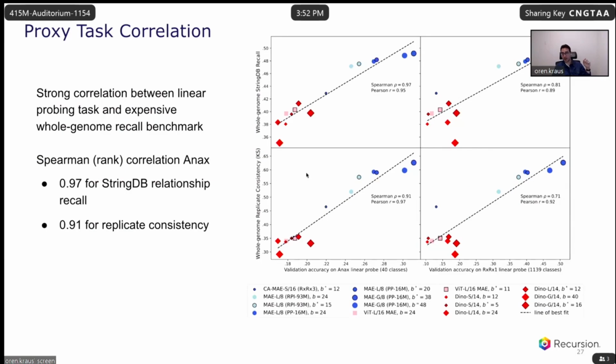And then we showed that the proxy tasks are actually well correlated with the more compute-intensive recall and replicate consistency tasks. These have a rank correlation of 97 and 91% for the StringDB recall and the replicate consistency recall, respectively.